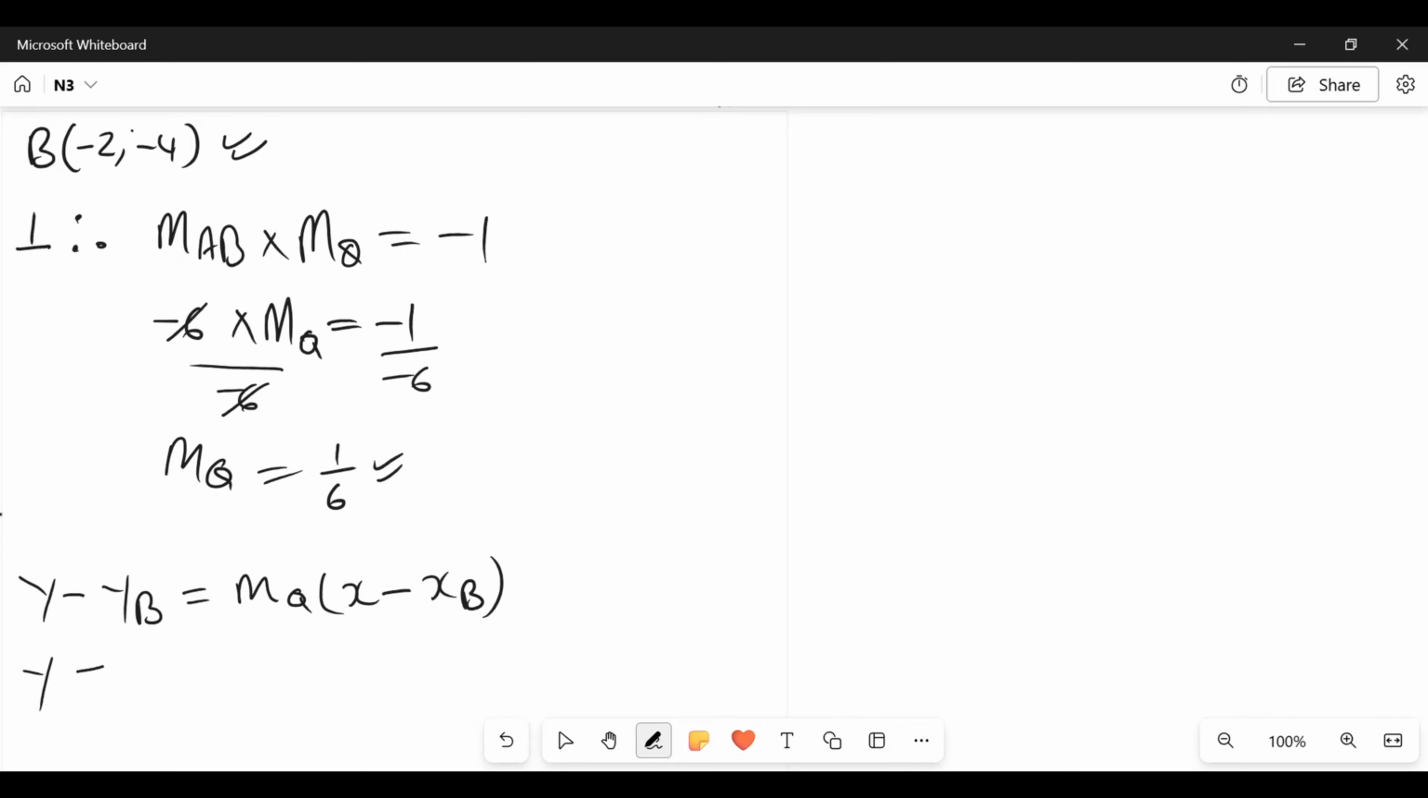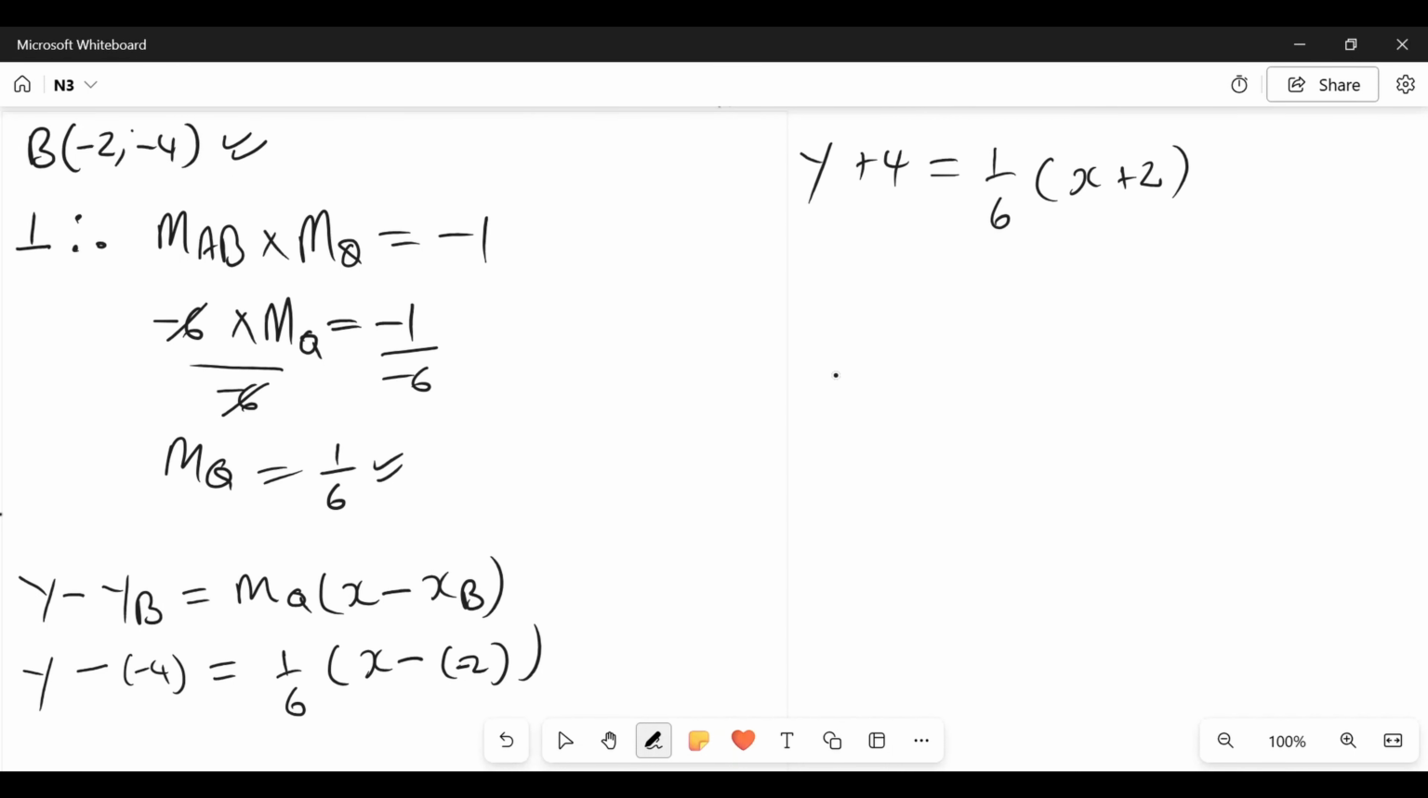Right, so from here we start substituting. We're going to write y there, and then for yb, we're going to take the coordinate of y there, which is going to be -4. There we go. Then we say equal to, our gradient is 1 over 6, and then open bracket, we have x there minus, and then we take the coordinate of x, which is -2. We're going to write -2 there. There we go. And then we start removing the brackets. On the left hand side, we have minus multiplied by -4, that's going to be +4. This is going to be equal to 1 over 6, and then open bracket, we have x, we have minus multiplied by -2, that's going to be +2.